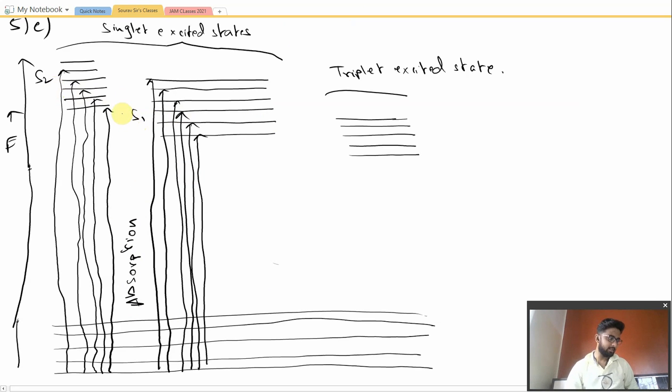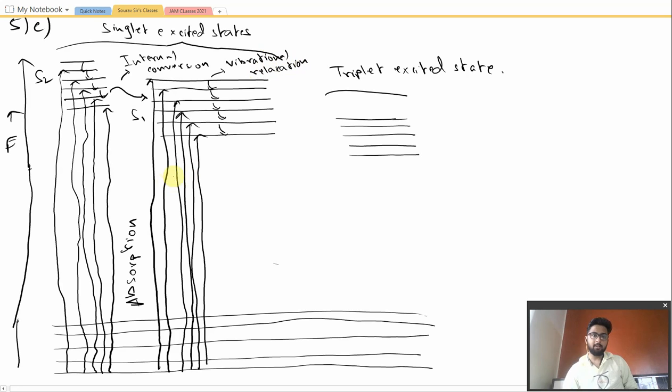This one is the S1 state. Here the decay occurs, that is internal conversion. Here some energy changes are there. Then here also some energy changes are there. This is the vibrational relaxation.